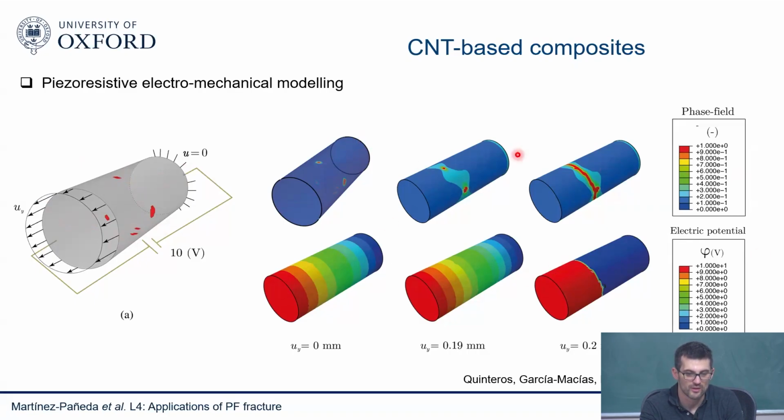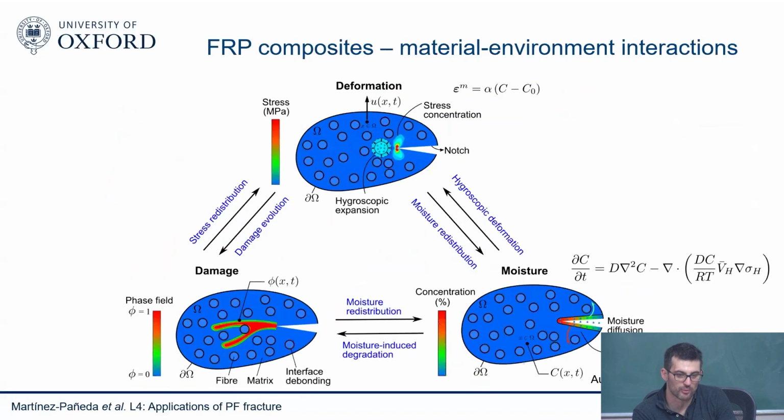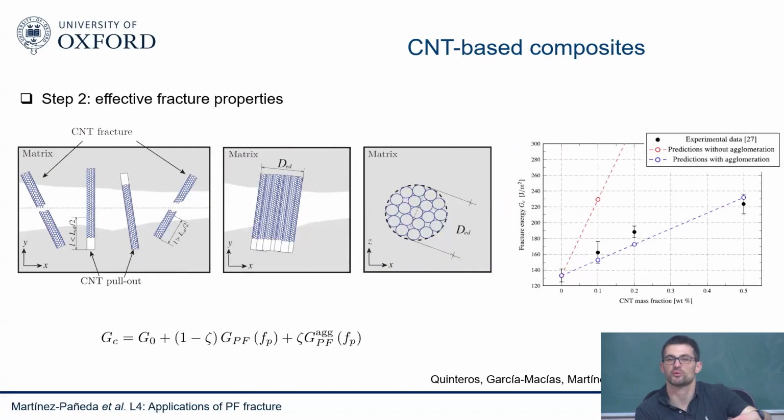But then eventually those defects merge with each other, and then you see the discontinuity in electric potential. That's basically the idea. This is something that is very much ongoing work, but this is the last part of the carbon nanotubes. So here what we did is a two-step process where first we do some mean field homogenization, and then based on the carbon nanotube dimensions, so the aspect ratio and their orientation and their volume fraction, we determine what are the elastic properties and the fracture properties. So it's a pre-processing step.